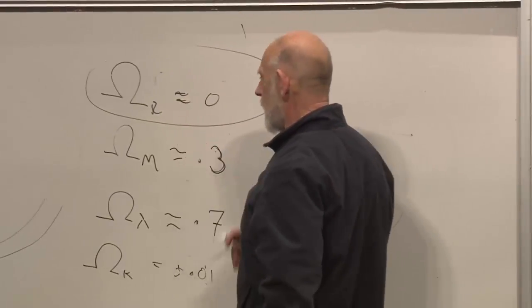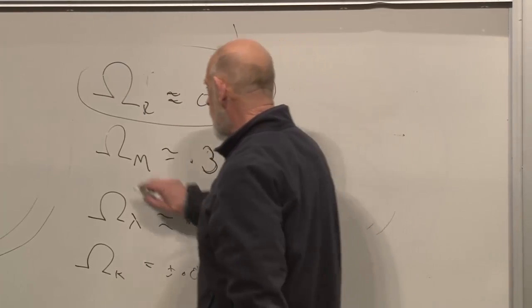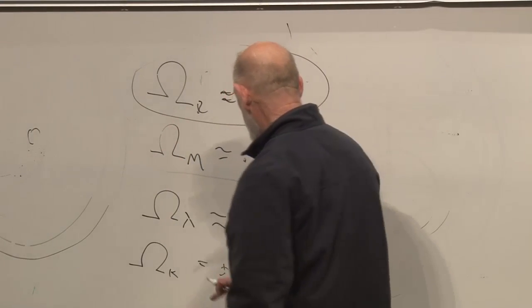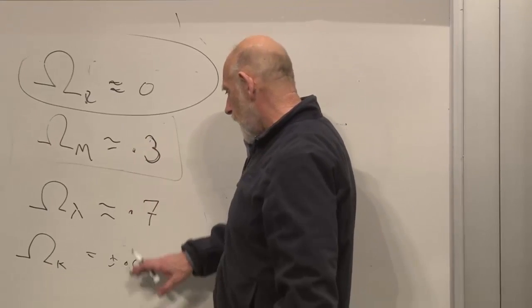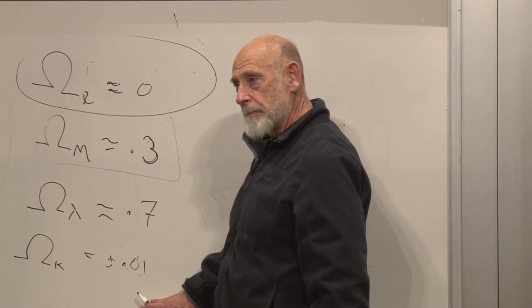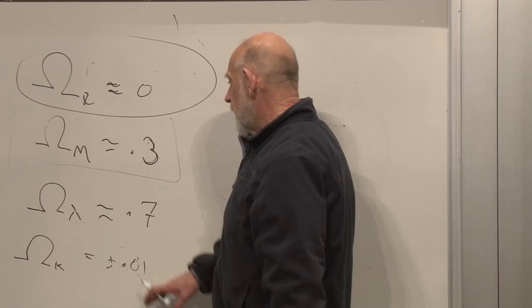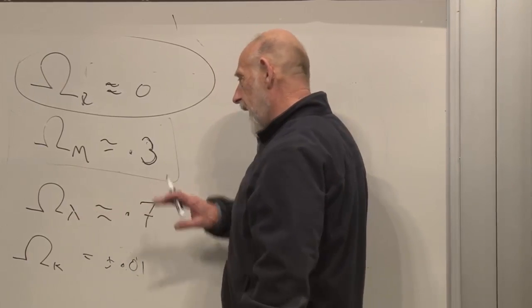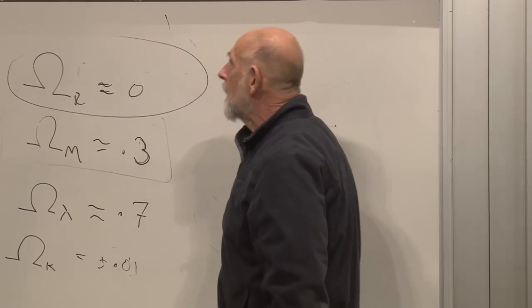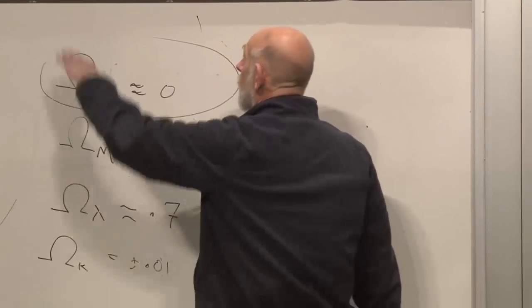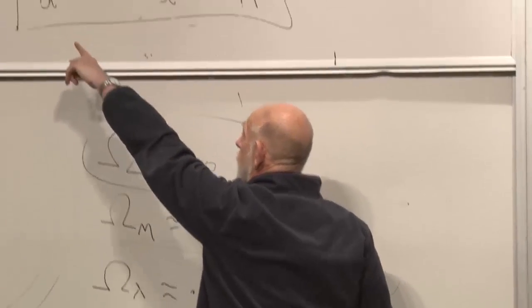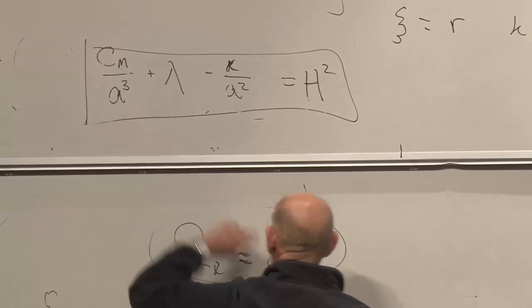These two, this one and this one, are measurable. This is negligible, this is 0.3. These two are unknown, but what's known is that the sum of all of them should add up to 1. All right? So we take a test value for omega lambda. That tells us what lambda is. We run it through the Friedman equations, find out what A of t is.